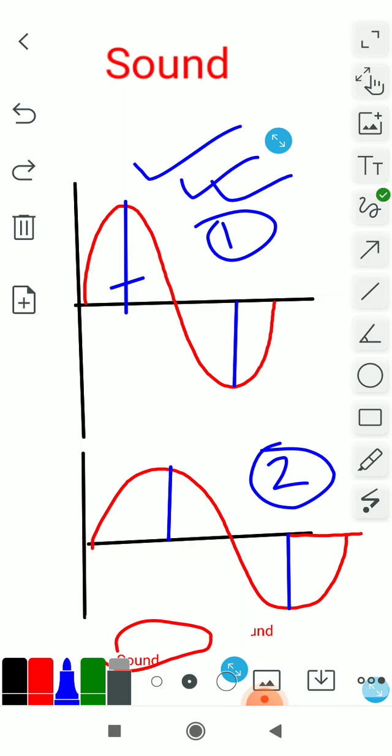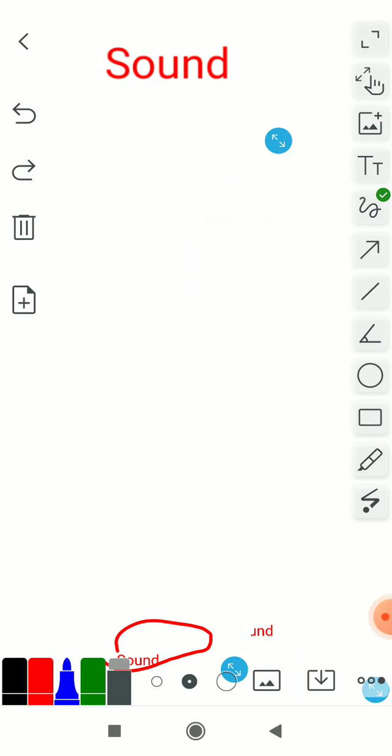So amplitude will be greater for case 1. Why? Because maximum displacement is greater for case 1. So this is the concept about amplitude. Whenever the particle does the maximum displacement about its mean position, that is known to be the amplitude of the vibration. Okay, that is the amplitude.